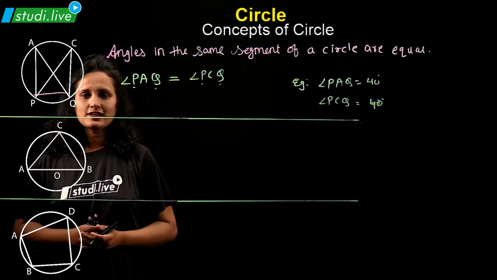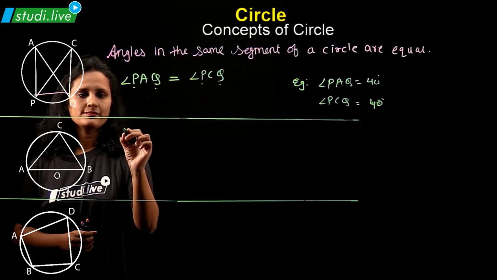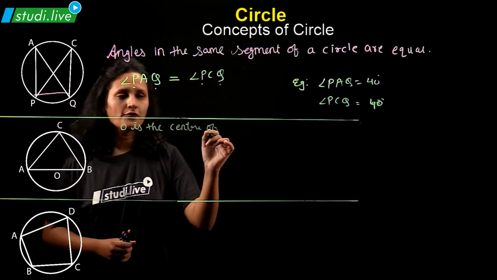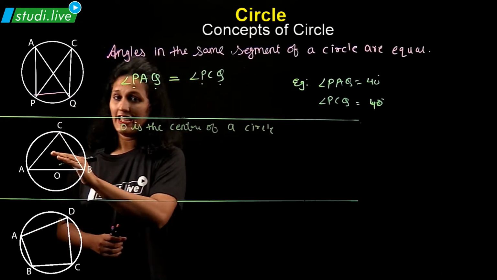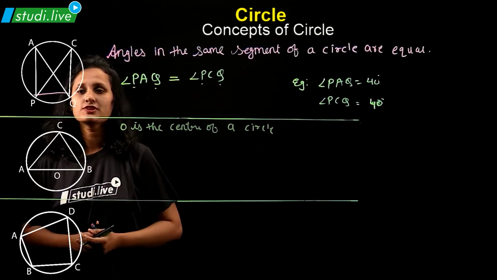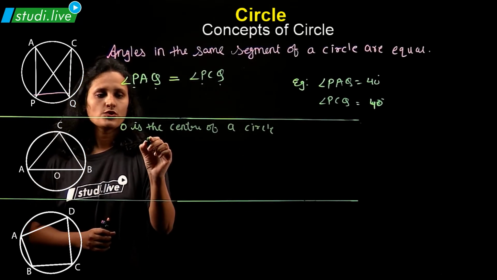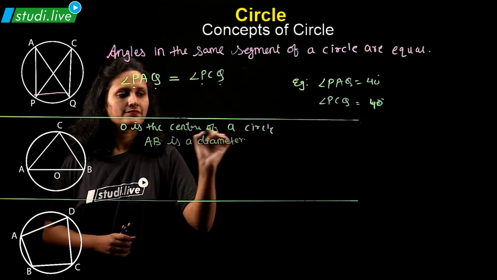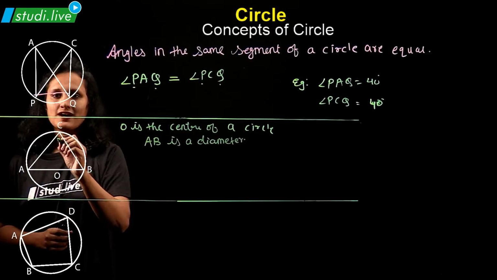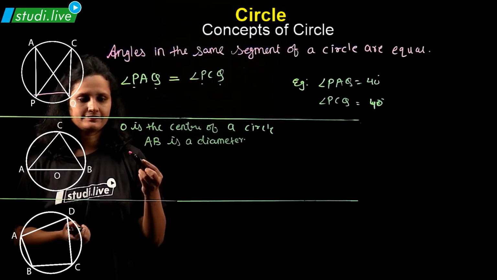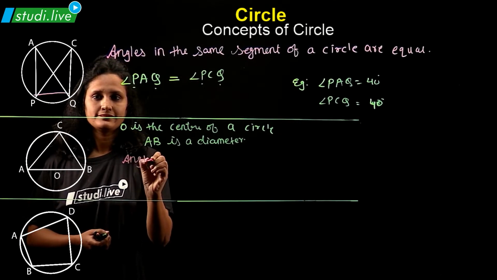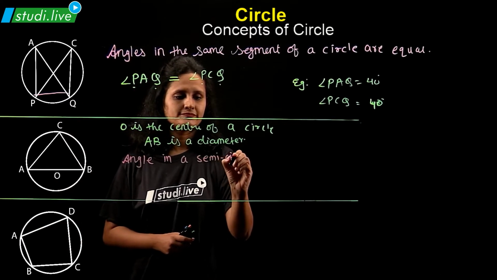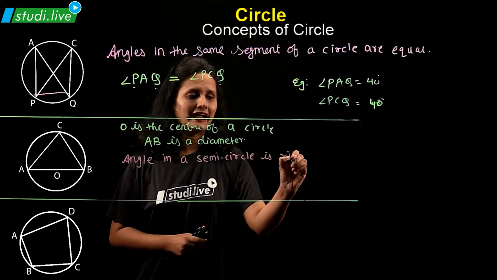Now in the next diagram student, O is the center of the circle. It means AB is a diameter because the diameter passes through the center of the circle. So therefore AB is a diameter. Now our concept is angle in a semicircle is right angle.